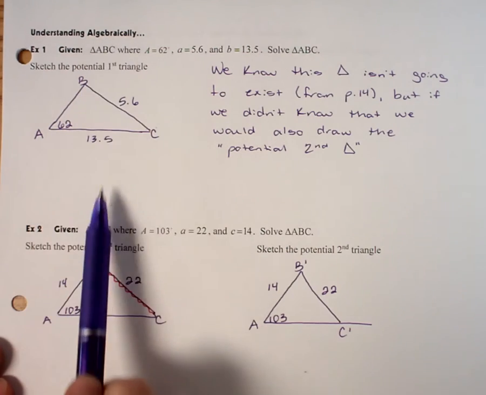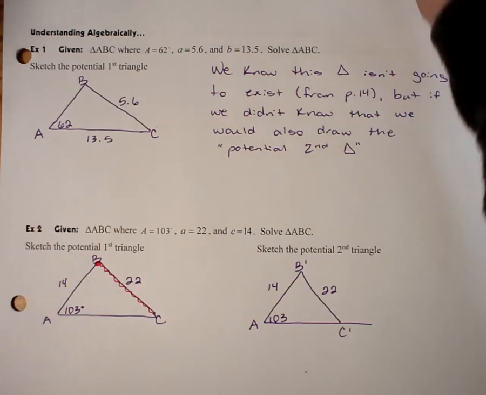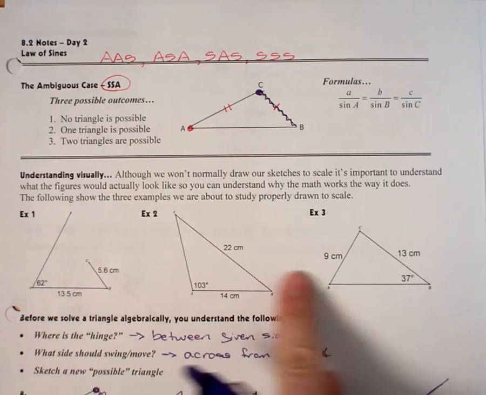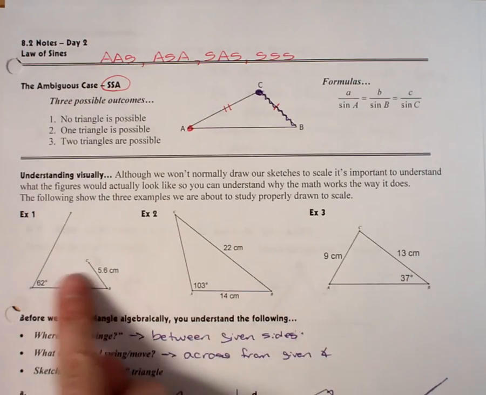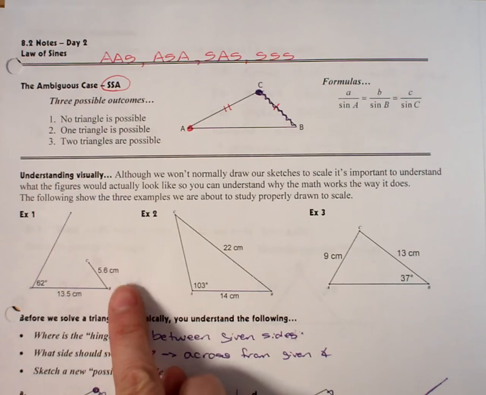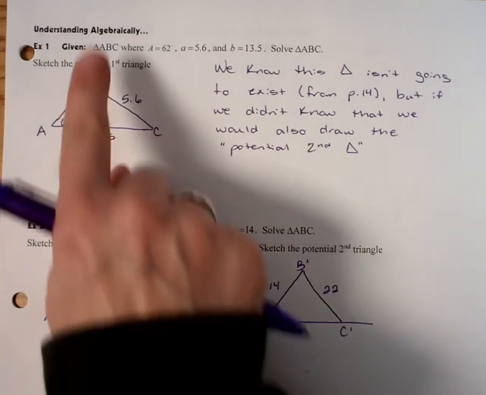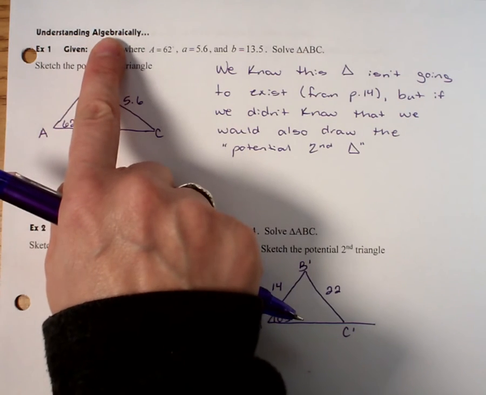Each of the three examples that we're going to do are actually going to be the same three pictures that we analyzed in the very beginning, where we drew them to scale. You will not generally be drawing anything to scale, so we need to understand these from a true algebraic perspective.